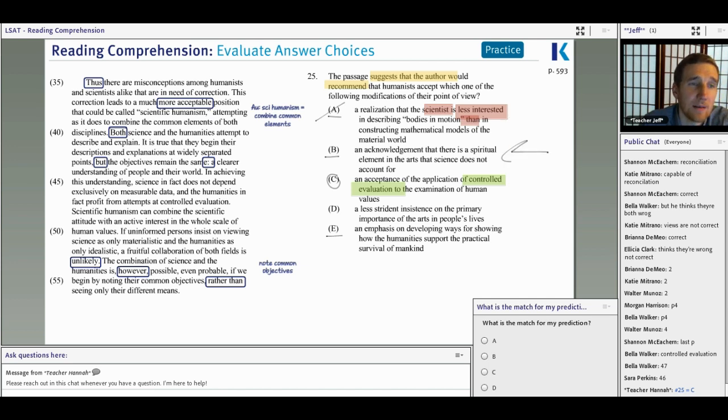Notice B is a similar trap we saw before, this spiritual element that science does not account for. That is not talked about at all in this paragraph. That was in paragraph 2, again, and that's not something that the author would suggest they do. That's something that humanists already are doing, thinking about the spiritual element. And answer choice E talks about the practical survival of mankind. That is paragraph 3, not this paragraph. So the test makers are very good at giving you answer choices that bring up wrong paragraphs.